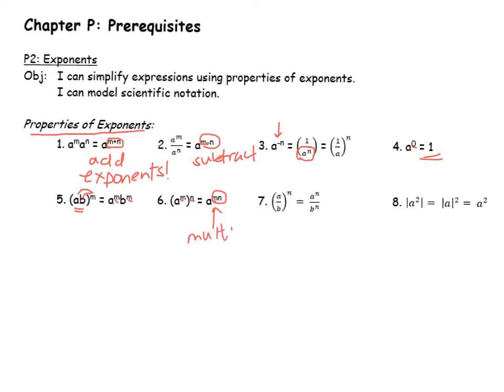So there's all these kind of little different situations based on the type of property you're looking at. 7 is kind of like 5. Although in 5 you are multiplying the bases, for 7 you're dividing. But you can still distribute that exponent in to the top and the bottom. Now the last property has an absolute value. We don't use this one as much, but if you're squaring an absolute value, it's simply the same as that number squared. Get to know these 8 properties.